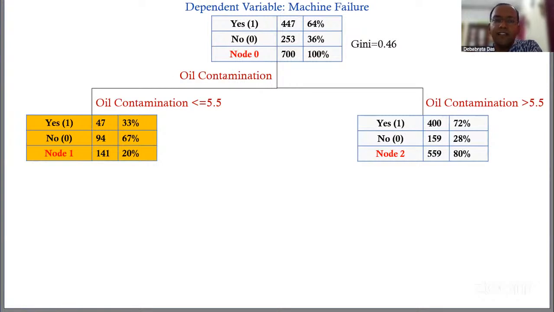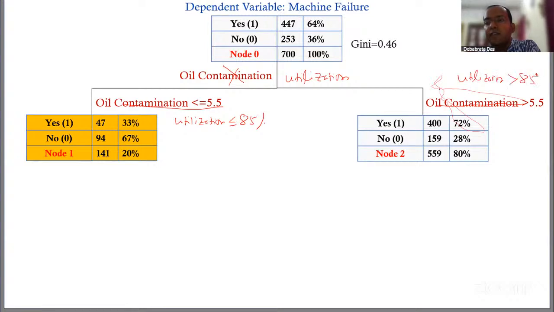Okay, so you are saying that in place of this, you want to bring utilization, okay. You want to say utilization less than or equal to 85%. That's what you are saying. Okay, you can do that, but this is not the optimum, best decision tree. So then what will happen?